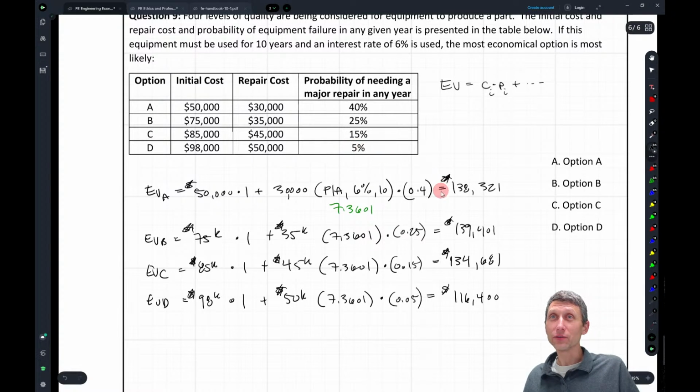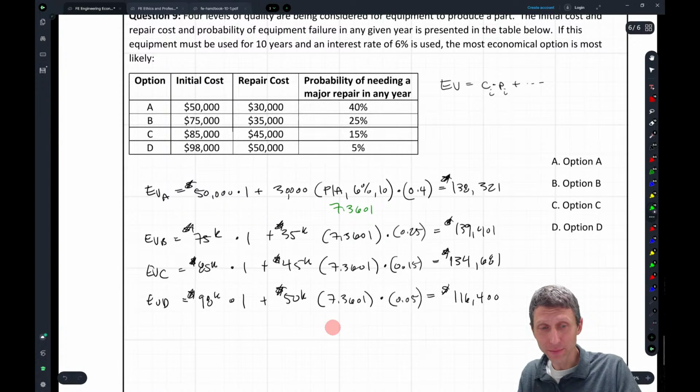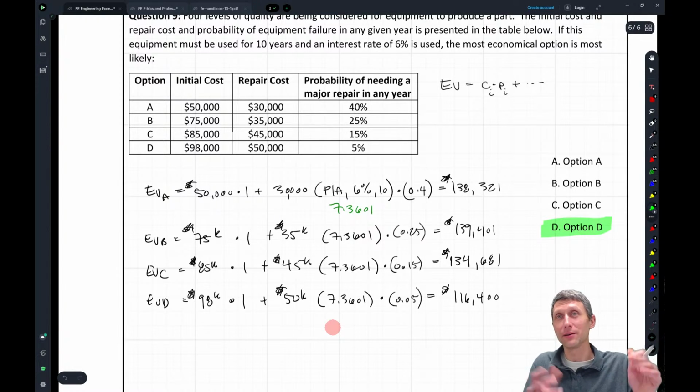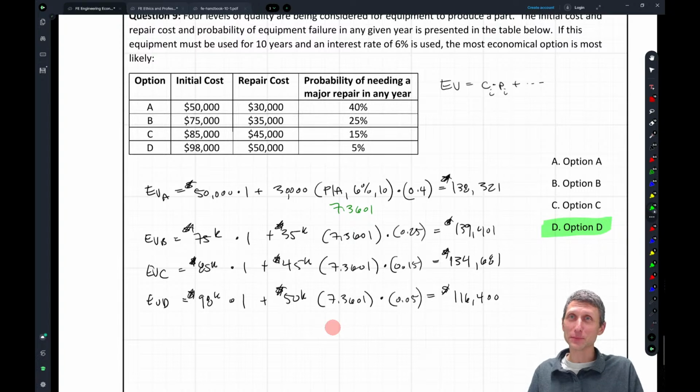So when we get these numbers right, the actual final answer here, that's going to be the best in this scenario. Does that mean highest quality is always going to be the best price? No, but in this case, it is.